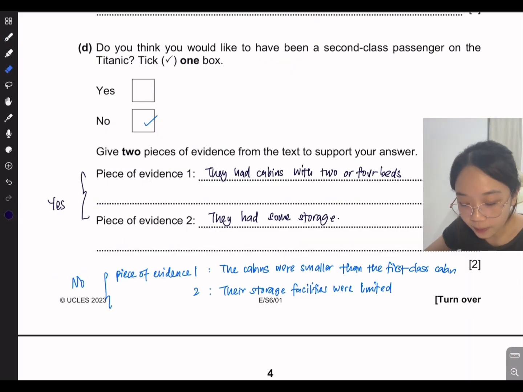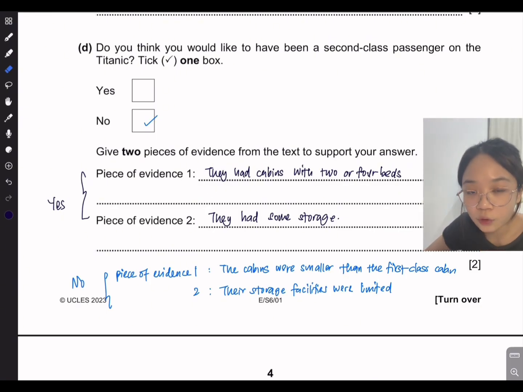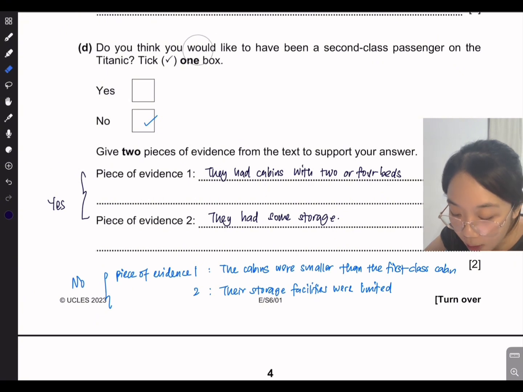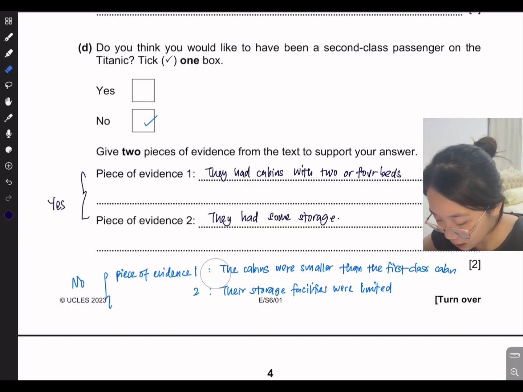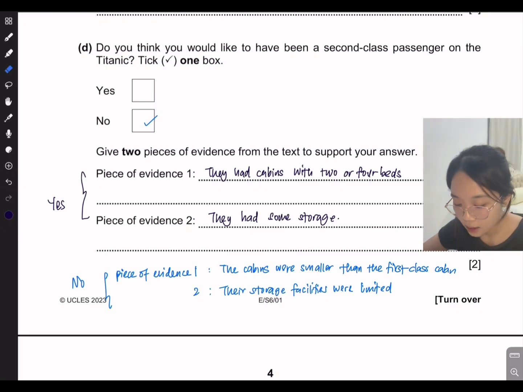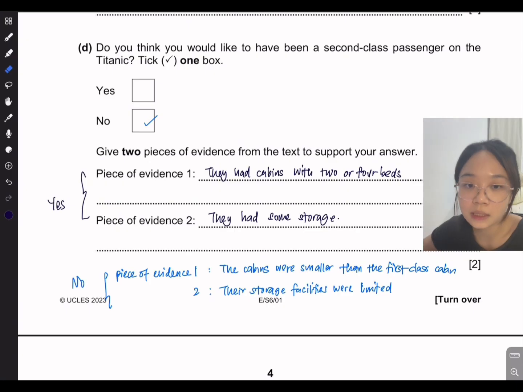Okay, so let's say for example you want to take no instead of yes. So instead of writing they had cabins with 2 or 4 beds, you have to modify the sentence a little bit, making it a little negative, because it would be the reason why you would not like to have been a second class passenger. So here you can write it this way: the cabins were smaller than a first class cabin. The second would be their storage facilities were limited, means not enough. So that's the reason why you would not have been a second class passenger.